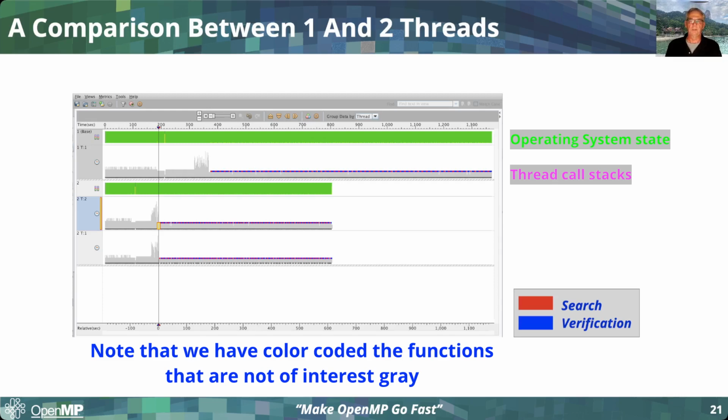Green means the operating system is in what's called user mode. It's happy, it's just running your application. Anything in this tool, any other color than that green is bad news, but this is good news. So the operating system is happy with our application.